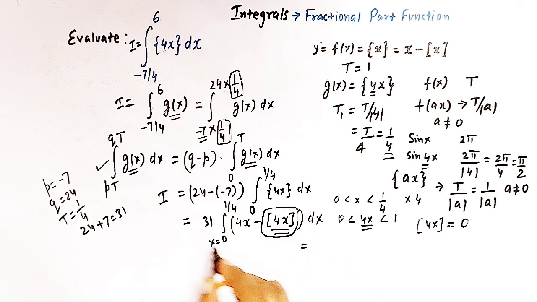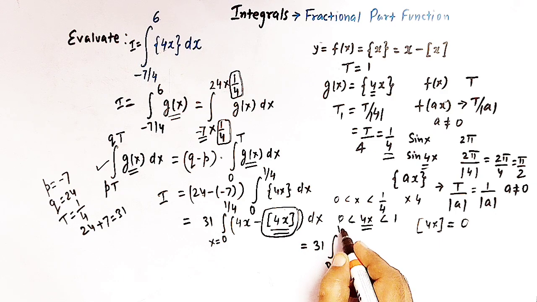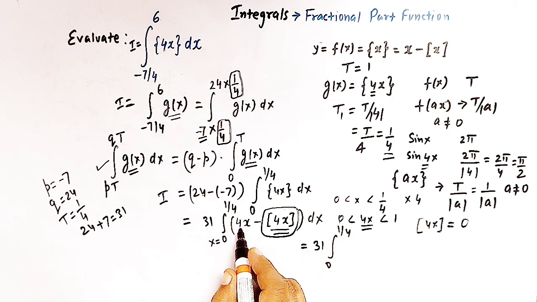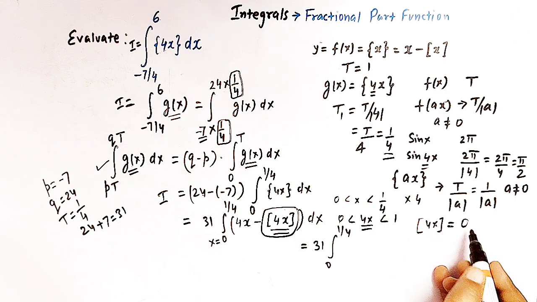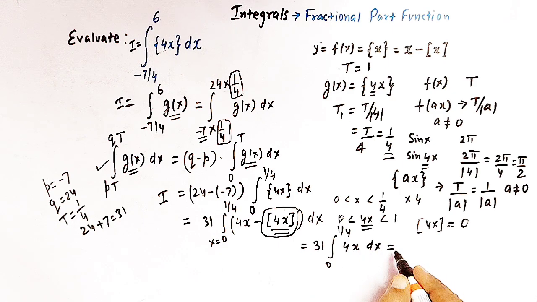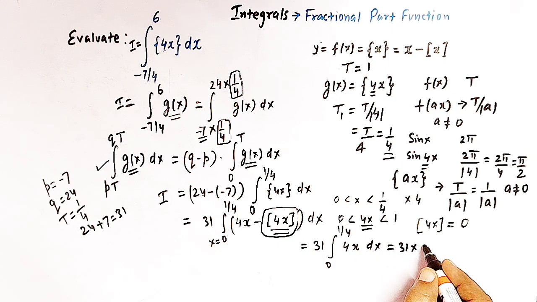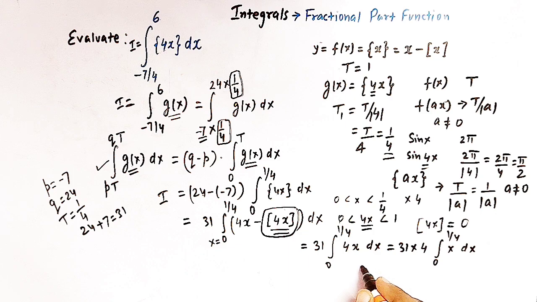So now we are left with 31, and here we have 0 to 1 by 4, and here we have 4x minus 0, because greatest integer of 4x is 0. So we have simply 4x, and here we have dx. Now we can take 4 outside the integral, so we have 31 times 4, and we have the integral from 0 to 1 by 4 of x dx.